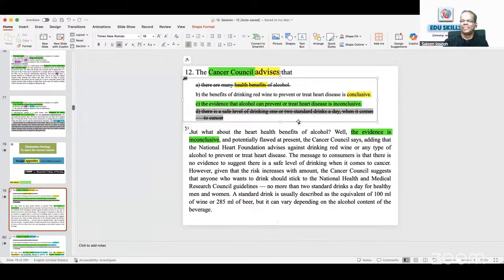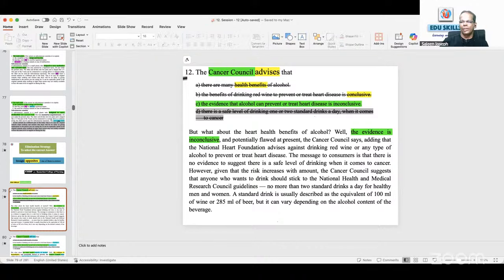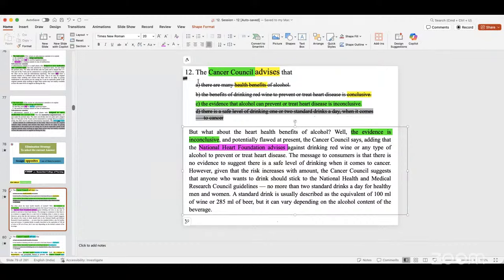Okay. There is some doubt? We'll read if there is doubt. Now you see, and potentially flawed. At present, the evidence is flawed. Flawed means not clear. The Cancer Council says, adding that the National Heart Foundation advises. Do you require the advice of the National Heart Foundation? No, because we are asked about the Cancer Council.